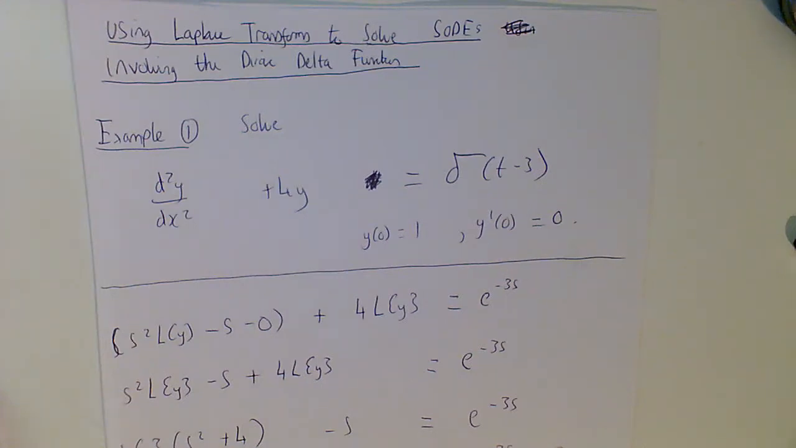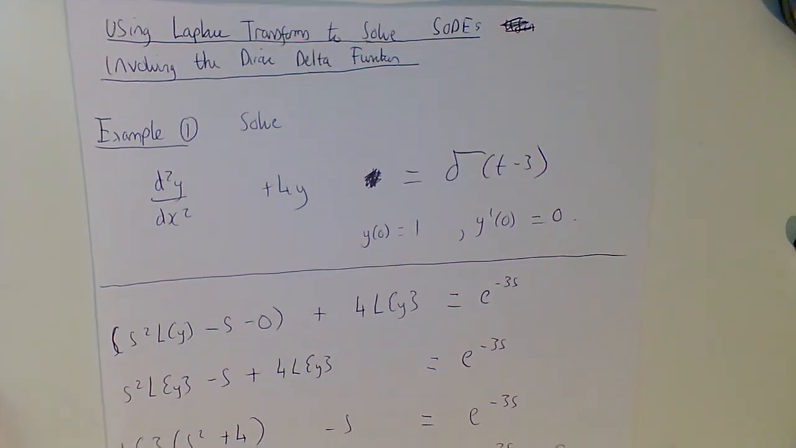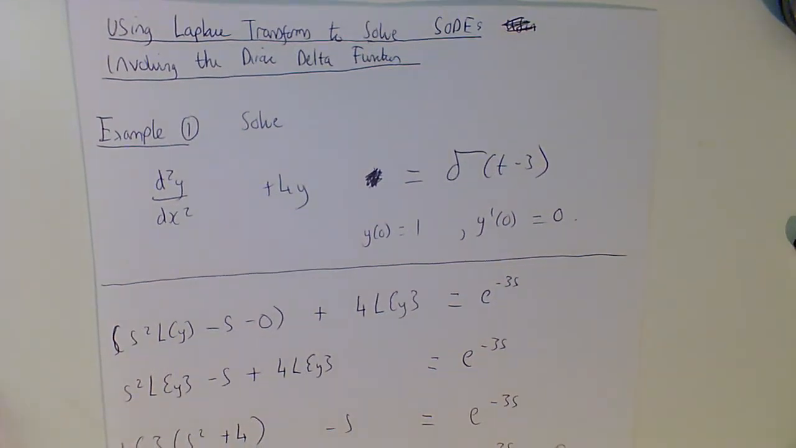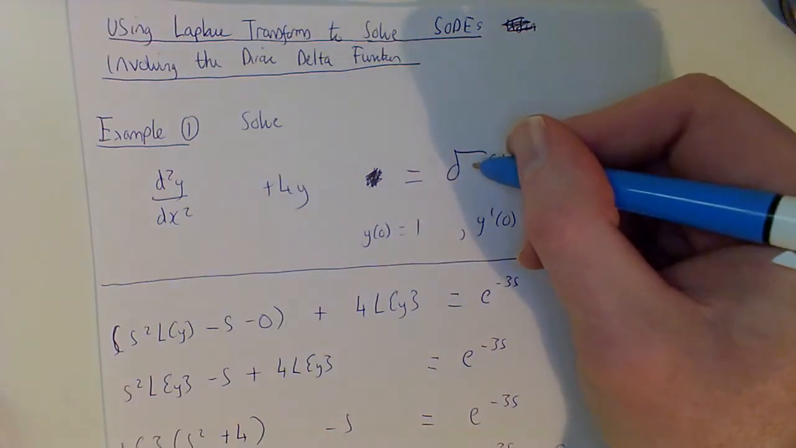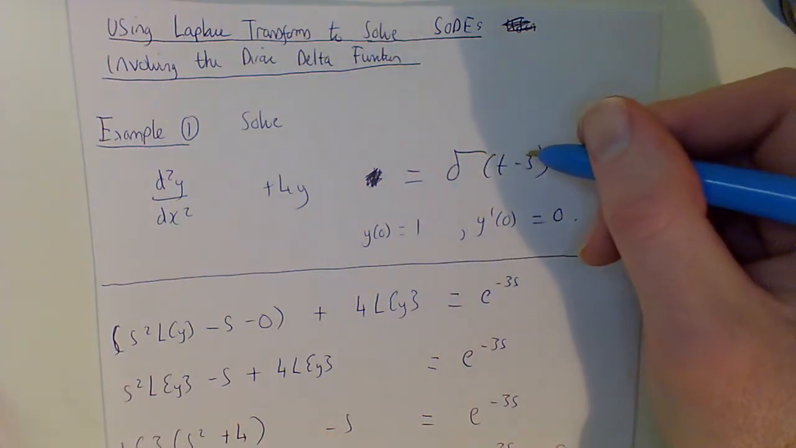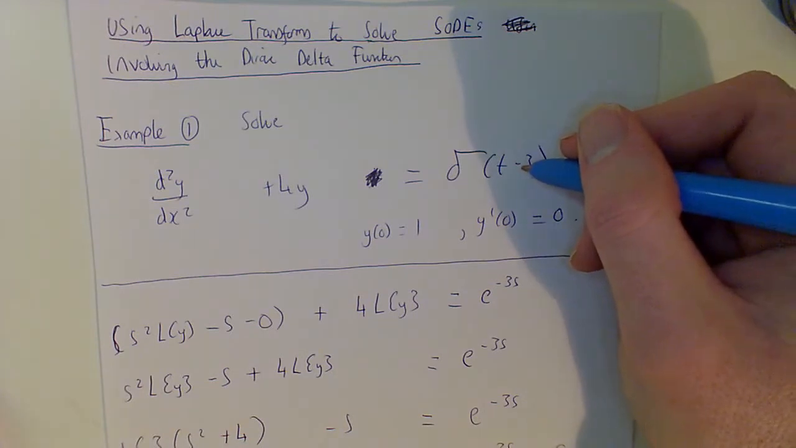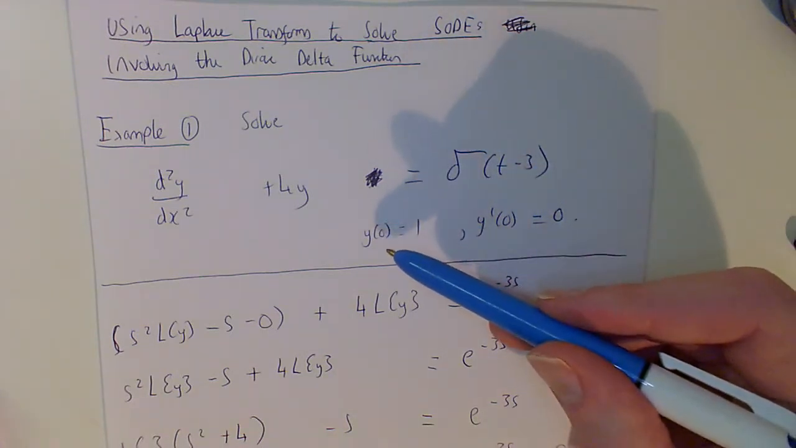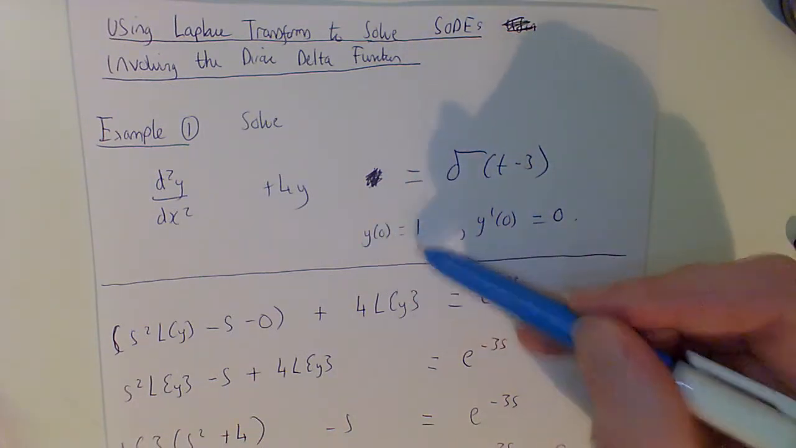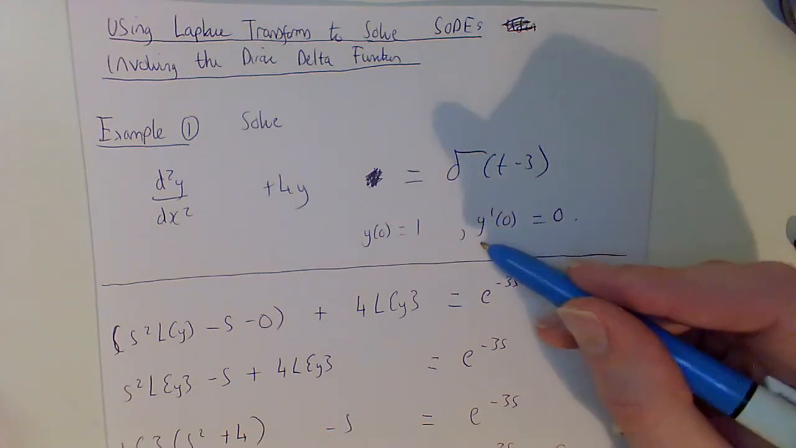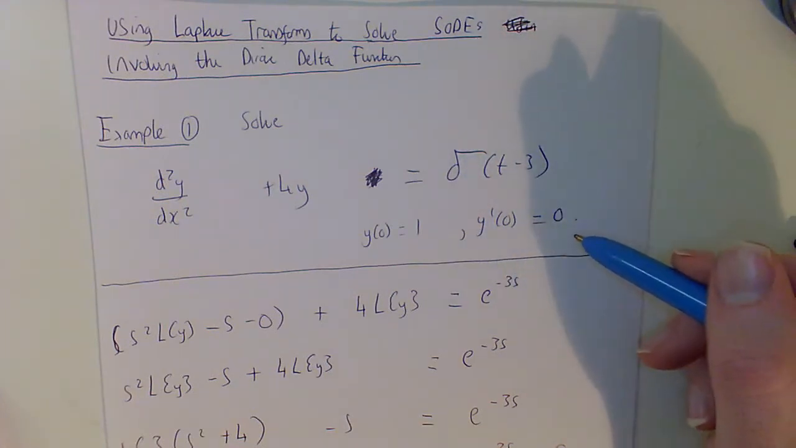Right, okay, today we're going to be looking at using Laplace transforms to solve second order differential equations using the Dirac delta function. So this is example 1. Example 1 says solve d squared y by dx squared plus 4y equals the Dirac delta function, t take away 3. And you're given your two initial conditions. When x equals 0, y equals 1, and when x equals 0, the derivative of y is 0.